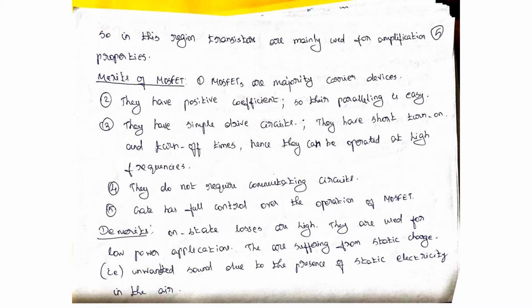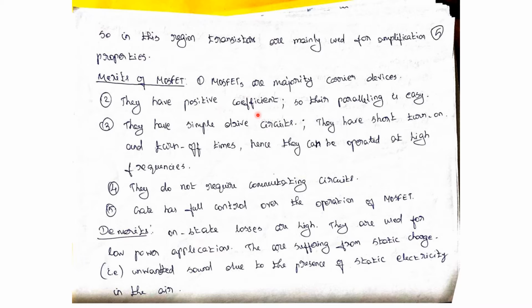Okay. Then we'll see the merits of the MOSFET. MOSFETs are majority carrier devices. P channel means positive carrier devices. N channel means electron carrier devices. They have positive temperature coefficient, so paralleling is easy.